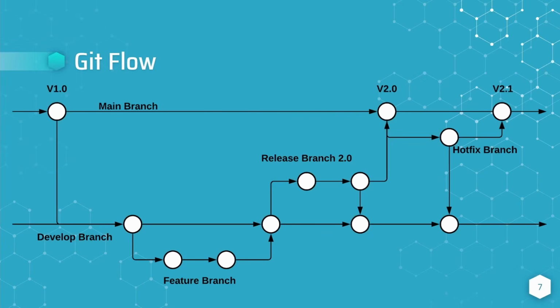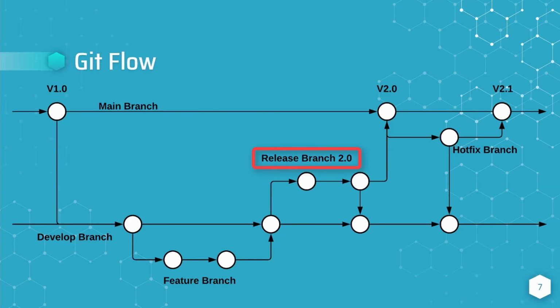Now let's take a look at the Git flow. The Git flow is the most complex of the three workflows. The Git flow utilizes a long-lived develop branch as the default branch from which developers create feature branches. The Git flow also utilizes release branches, which are created off of the develop branch.